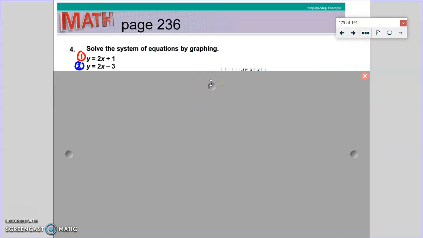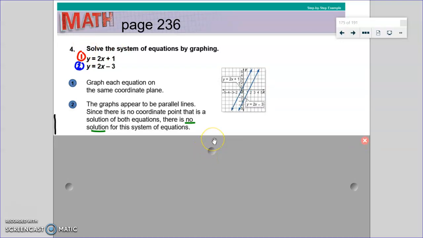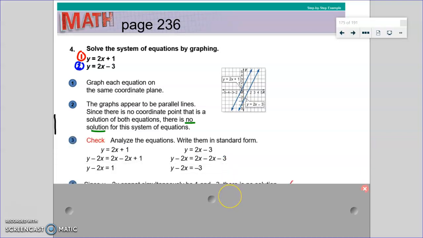Another example, this is taken from our textbook, example 4. Again, we're given two equations. We want to graph our first one and our second one. In this case, what ends up happening when I graph my two lines, I notice that I have parallel lines. And because my lines are not touching nor will ever touch, we can't say that there is a solution for this because it does not share any points.